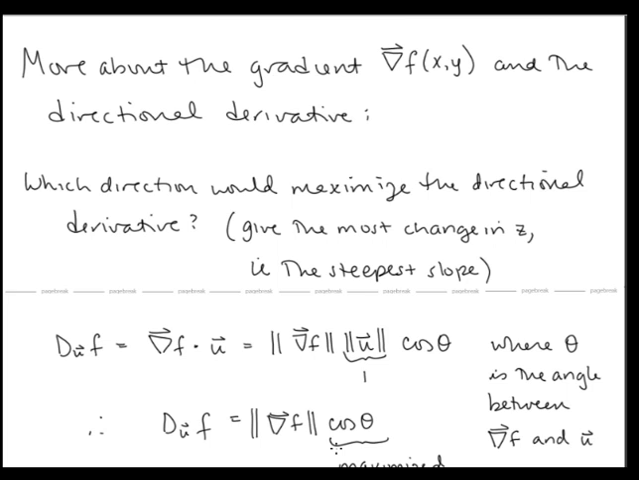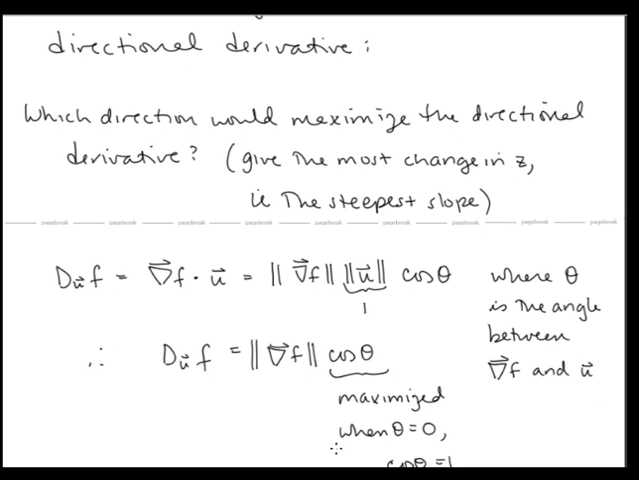Now let's talk some more about the gradient and the directional derivative. We're talking about derivatives now in all different directions. At first, we were restricted to just the x and y directions with the x partial derivative and the y partial derivative, but now we're talking about derivatives in all directions. And so we might be interested in knowing which direction is going to give us the maximum increase in z, the steepest slope. Where can we find the steepest slope at any point?